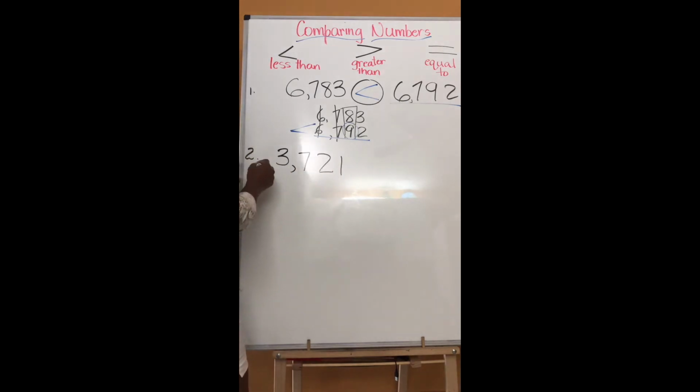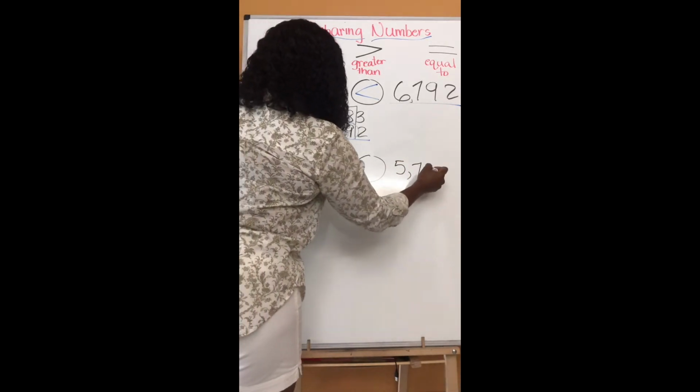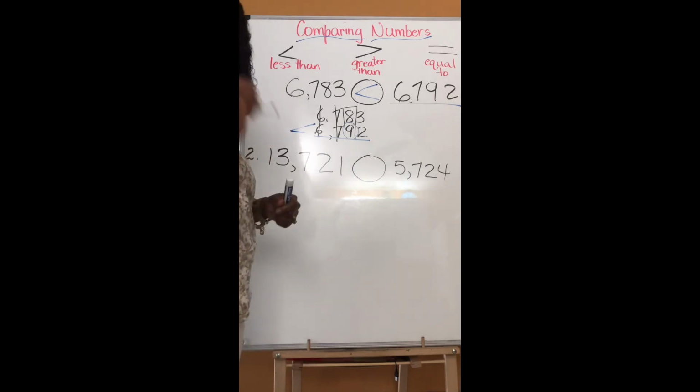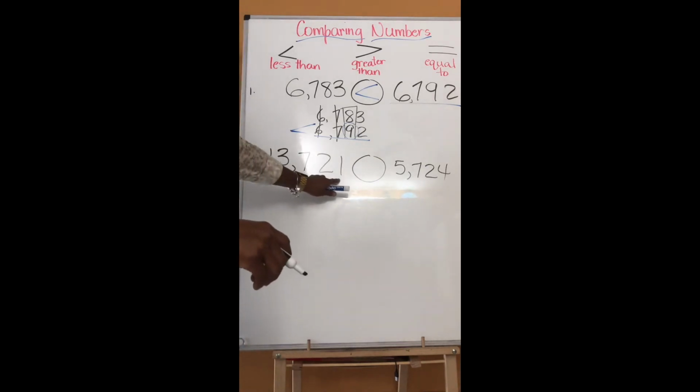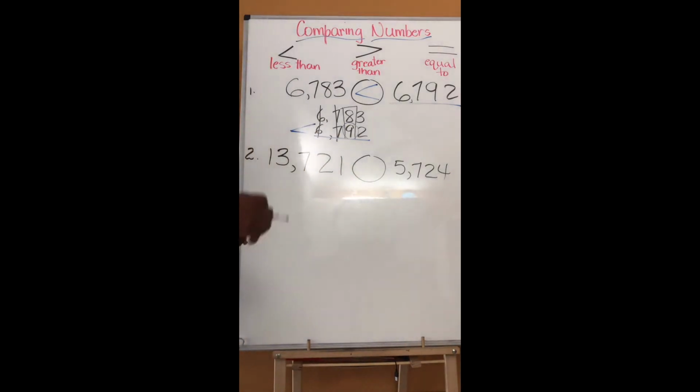13,721 is greater than, less than, or equal to 5,724? Go ahead, write them down, digit by digit. Make sure: 1, 2, 3, 4, 5. That's 5 digits, but this is 1, 2, 3, 4. How are you going to set that out? Go ahead, write them down. Make sure each digit is under the other digit of the same value.